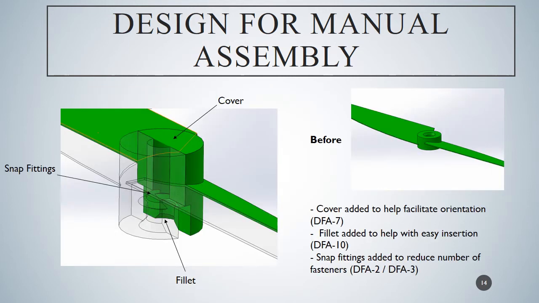Now looking at the first module part designed for manual assembly, we have the fan or propeller. As you can see, there were 3 redesigns chosen in order to help with assembly time: the cover, which was added to help facilitate orientation, the fillet, which helped with easy insertion, as well as snap fittings, which reduced the number of fasteners used to put the part onto the quadcopter itself.